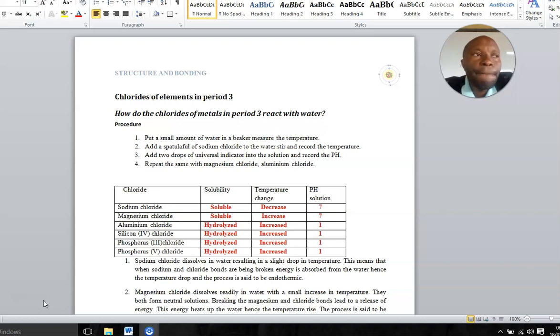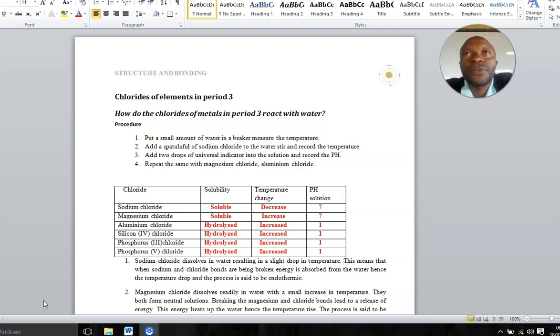Magnesium chloride. What is your expectation on solubility? Would it be soluble or insoluble? Soluble. For magnesium chloride, when you dissolve it in water, there is an increase in temperature. So that is something you didn't know, but there is an increase in temperature, meaning that when you're breaking the magnesium and chloride bonds, there is release of energy, and this energy heats up the water, which causes the temperature to rise, which is recorded on the thermometer. Therefore, this process is exothermic.